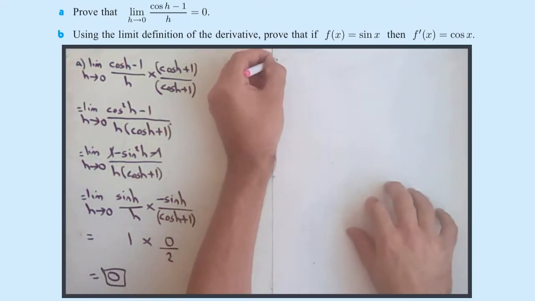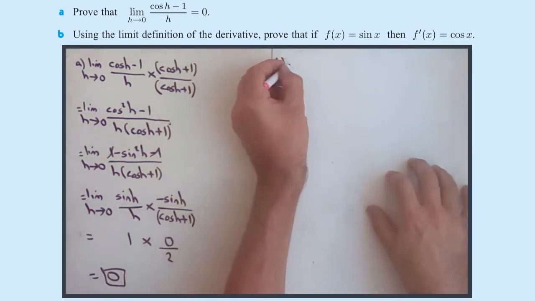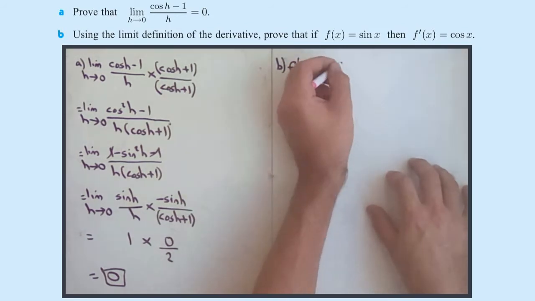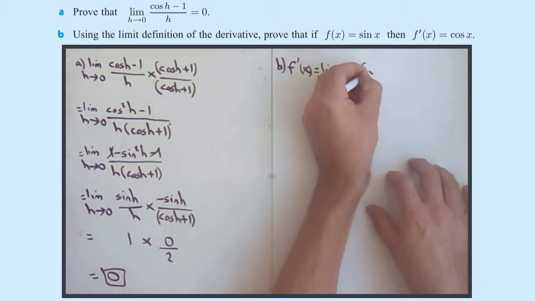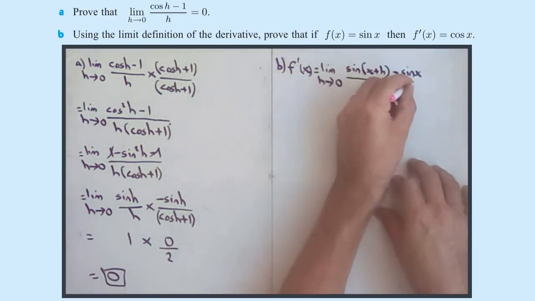Part B, we now need to use the limit definition of the derivative. The limit definition of the derivative, which is in the formula book, just in the main bit, not even the option bit, is that f'(x) equals the limit as h approaches 0 of (f(x plus h) minus f(x)) all divided by h. So f'(x), using the limit definition, equals the limit as h approaches 0 of f(x plus h). So f(x) is sine x, so it would be sine(x plus h) minus f(x), that would be sine x, all over h.